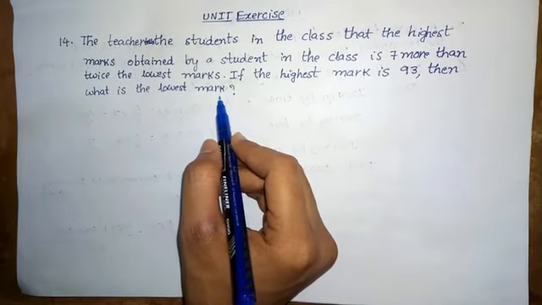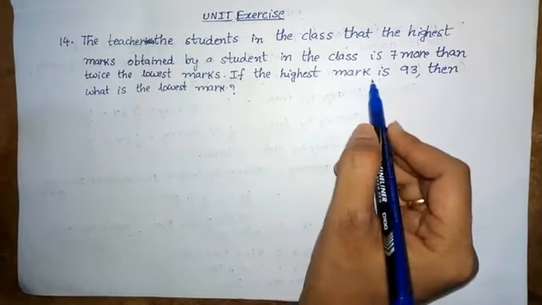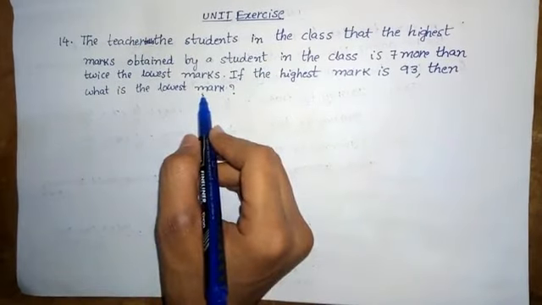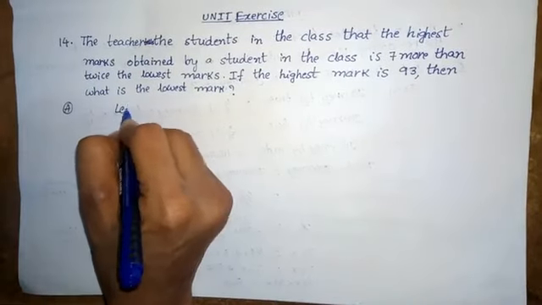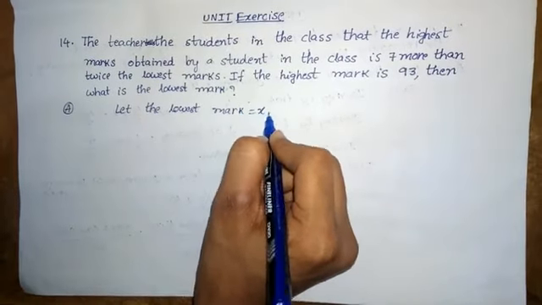So in the problem they are asking to find the lowest mark. In the problem they are given the highest marks are 93. So first consider the lowest marks are x. So let the lowest mark be equal to x.